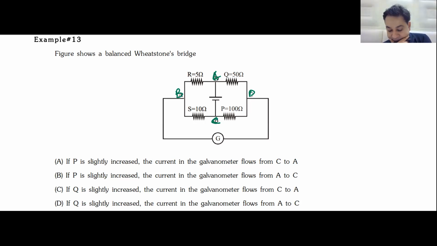Show the balanced Wheatstone bridge. So this is P, this is Q, this is R, this is S. Remember that. If P is slightly increased, the current flows from C to A. If P is slightly increased, the current flows from A to C. If Q is slightly increased, current flows from C to A. The last option is A to C. 4 options. Remember, multiple choice questions are the more difficult ones. You have 2 minutes to do this. Once you are done, please just signal to me. If you get one part correct, all the other parts will come, right?